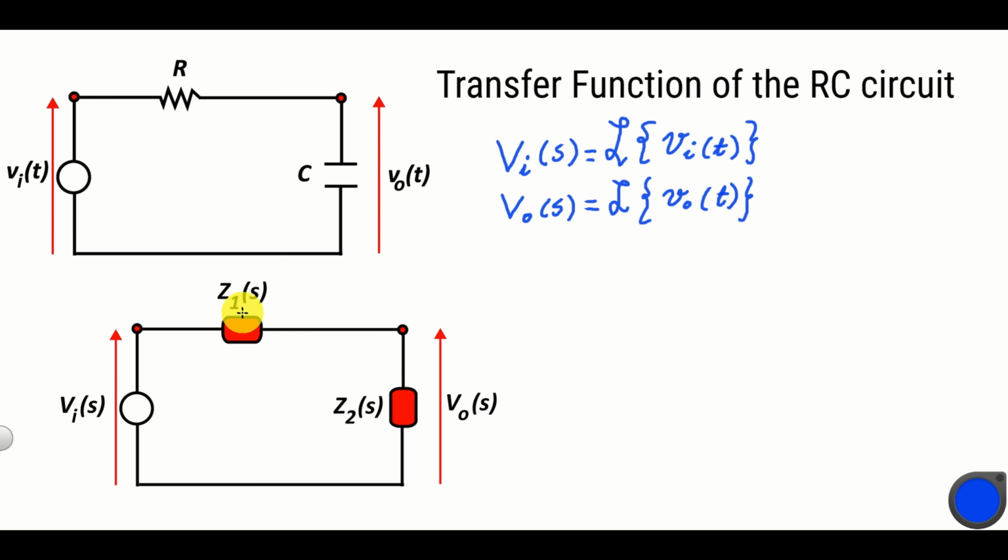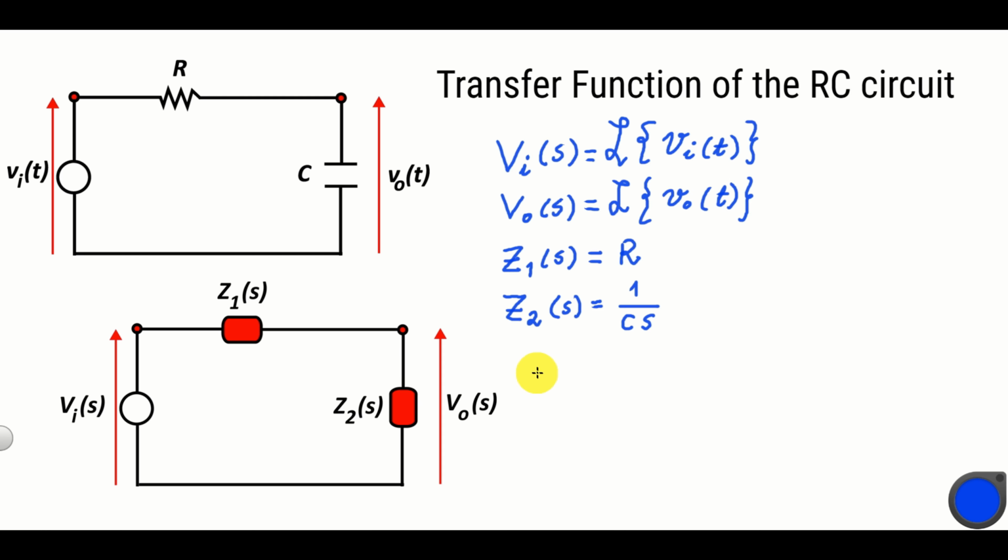Next, let's write the impedances. Impedance Z1 of s, that is the impedance of the resistor, is equal to R. On the other hand, the impedance of the capacitor, that is Z2 of s, is equal to 1 over Cs, where C is the capacitance. If you're not sure how these equations are derived, then go to our YouTube page and there are separate videos explaining how to derive the impedances for the capacitor, resistor, and inductor.